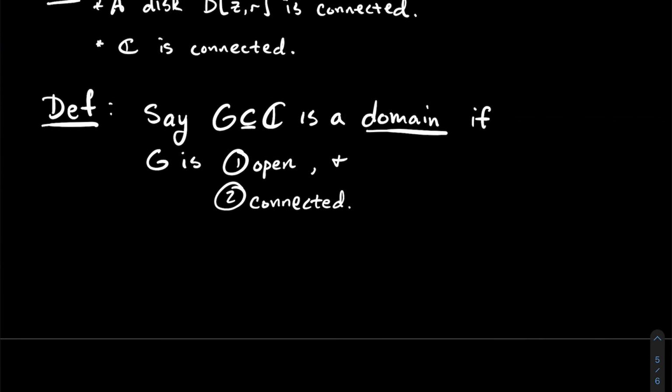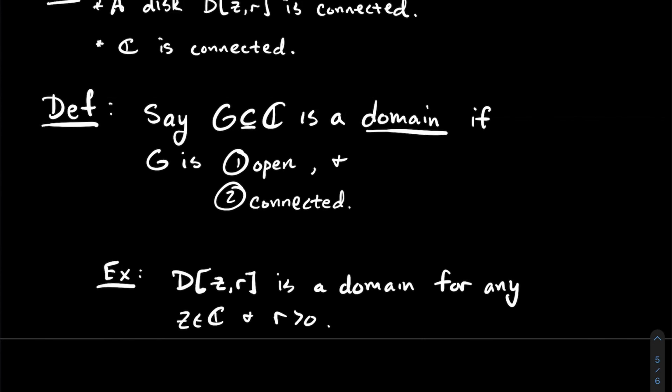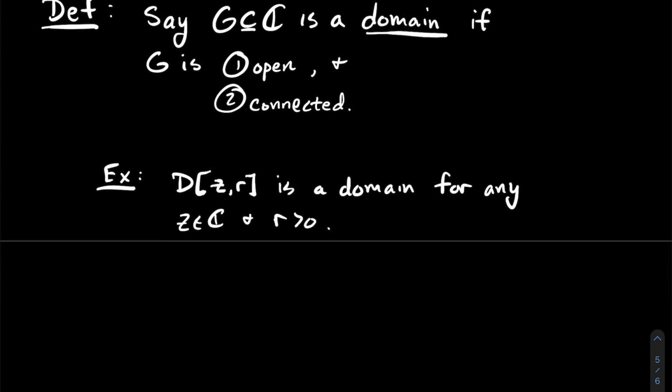And so a lot of what we're going to go into when we start talking about functions that are defined for complex numbers, we need to talk about domains. And so yeah, you'll see the importance later on in later videos. But let's look at some examples of what domains are and maybe what domains aren't. So the first example, again, if you take any disk centered at some complex number z of some radius r, any disk you take is always going to be a domain.